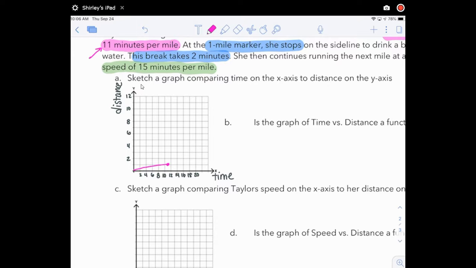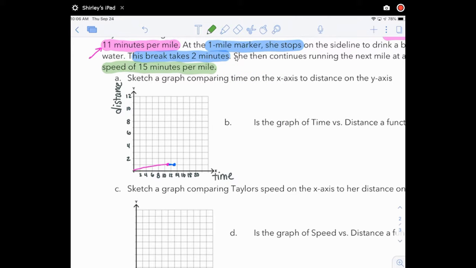So then it says at the 1 mile marker, she stops, takes a break for 2 minutes. So if she's taking a break, that means that time is still moving on, but my distance is staying the same. Okay, so I'm going to keep my distance marker the same, but I'm going to increase for 2 more minutes. So right now I'm at 11 minutes. So 2 minutes later, I would be over here at 13 minutes. So there's my stopping point. And now I'm going to finish up with my green.